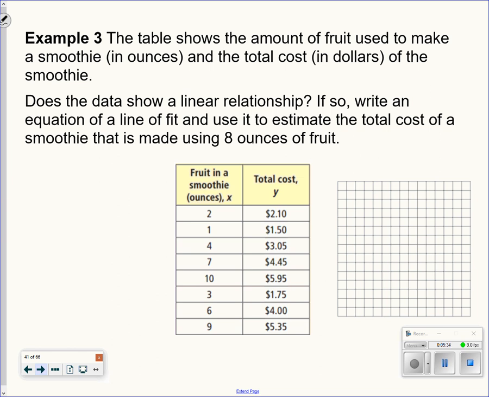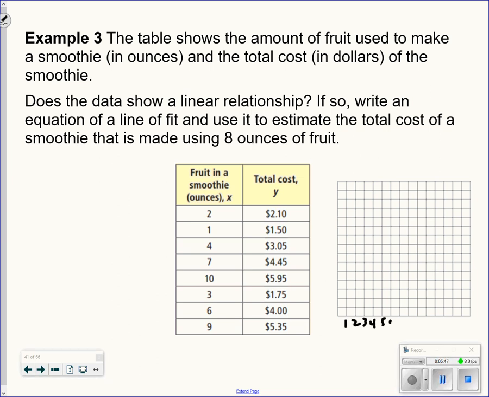Does the data show a linear relationship? All right, so we're going to graph these points as best we can. Now, going across, we can go by ones. So 1, 2, 3, 4, 5, 6, 7, 8, 9, and 10. Now, increments going up, I would say we need to go in 50-cent increments. So this is $1, go up, that'd be $2, $3, $4, $5, $6. And that would take up all of our data then.